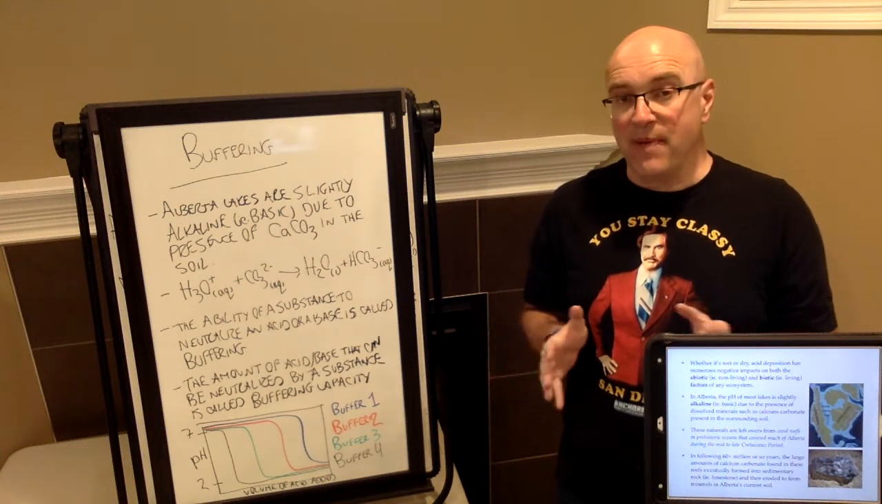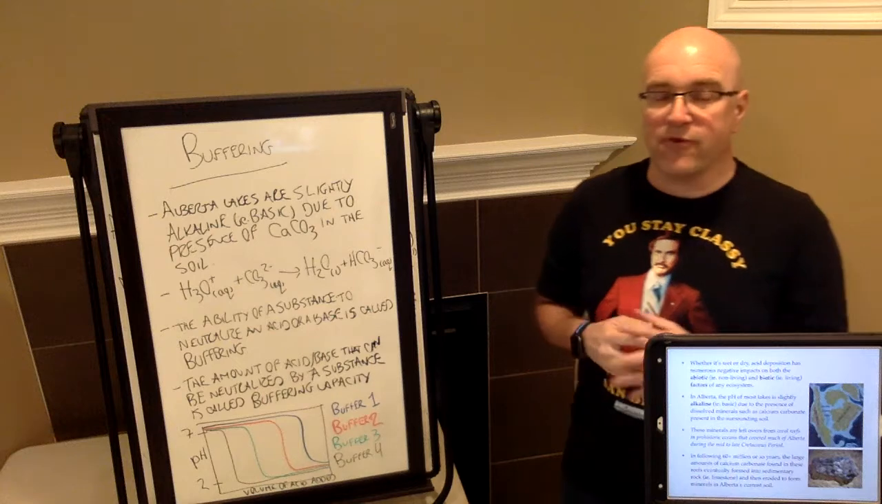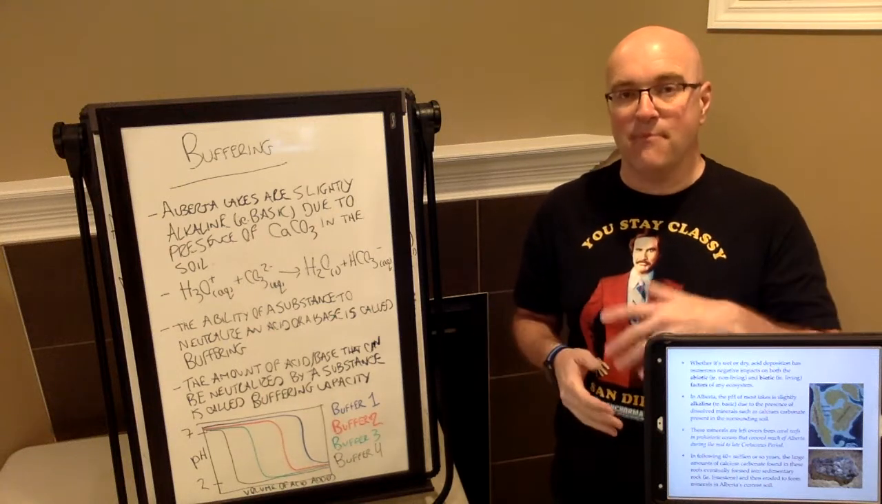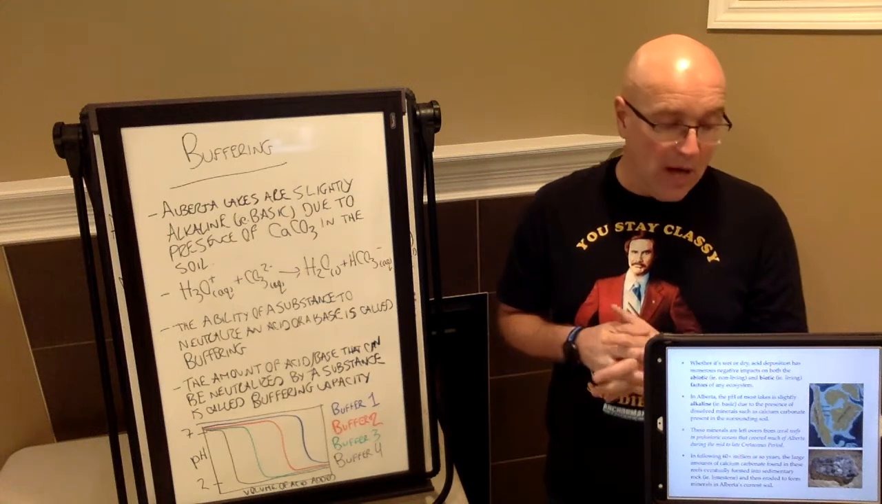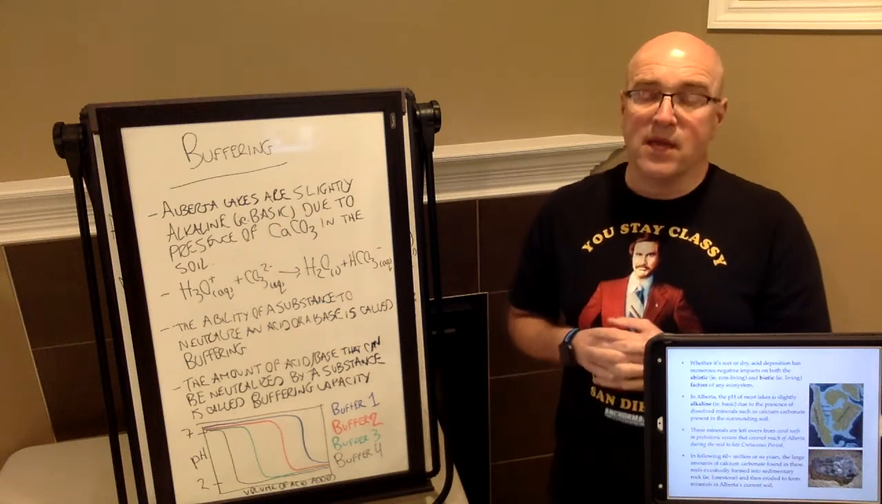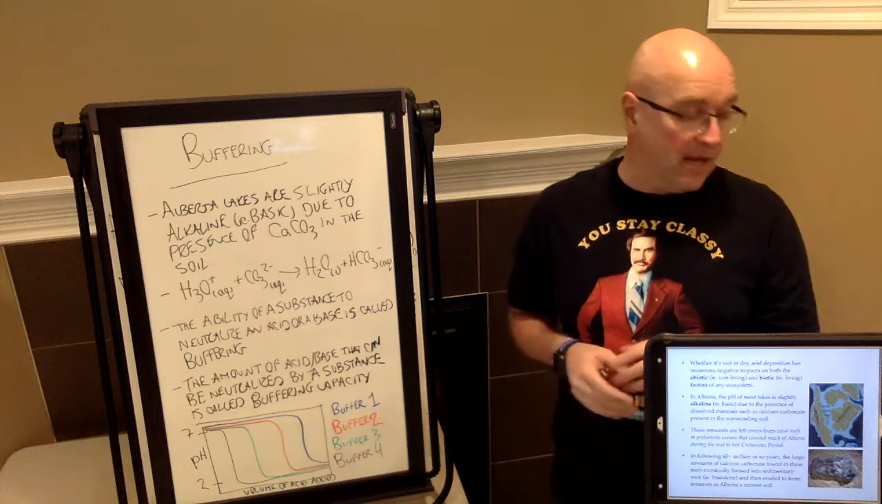They are very basic. Anytime you hear the word alkaline, it refers to something that is basic, something that's above 7 on the pH scale. Now, why is our soil so basic? Well, the reason why is there's lots of calcium carbonate in the soil.